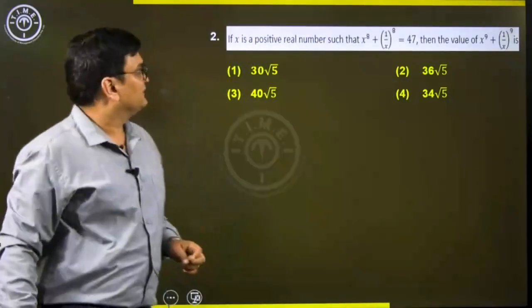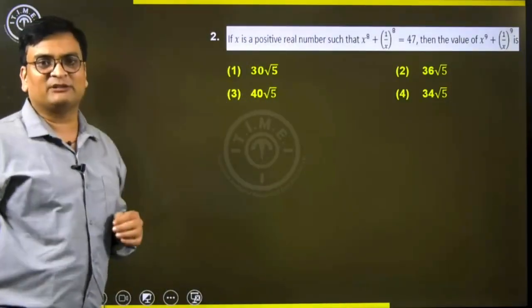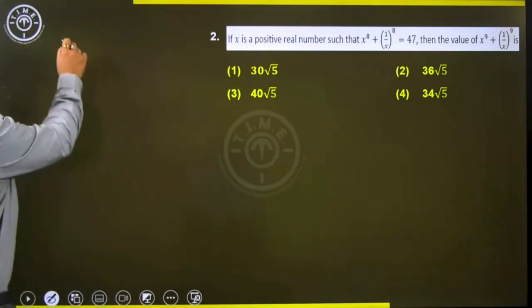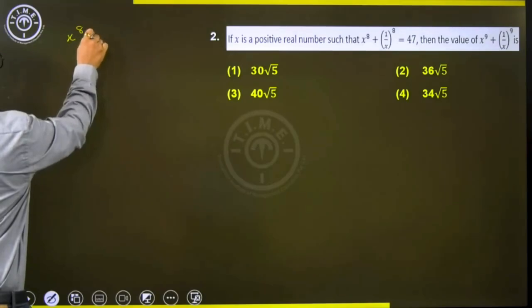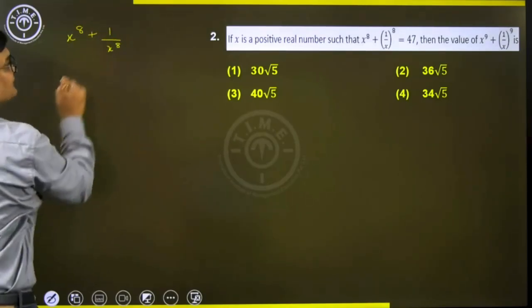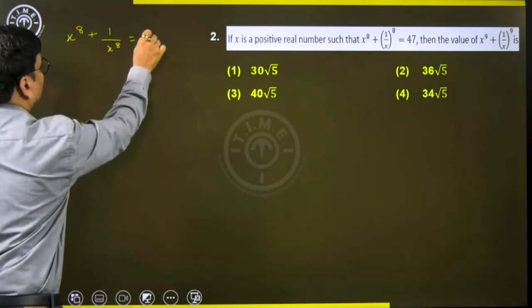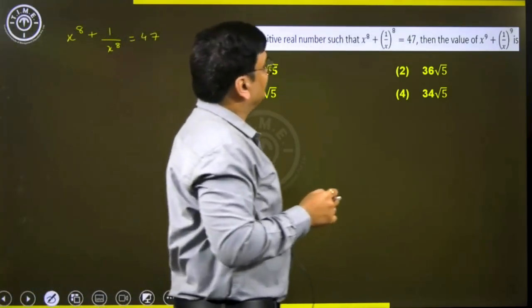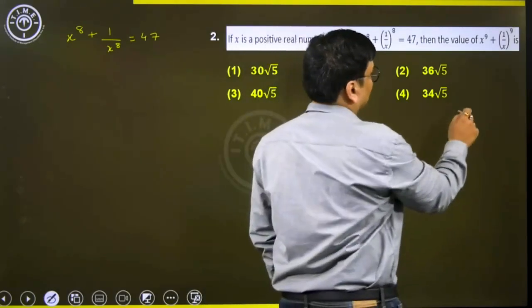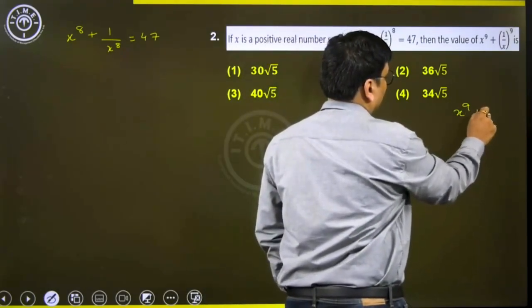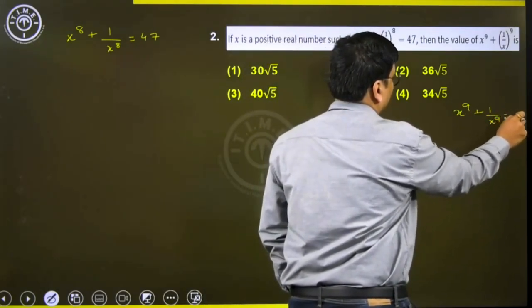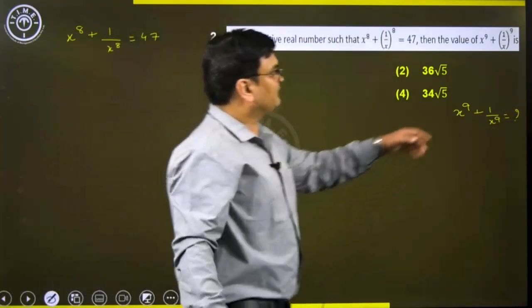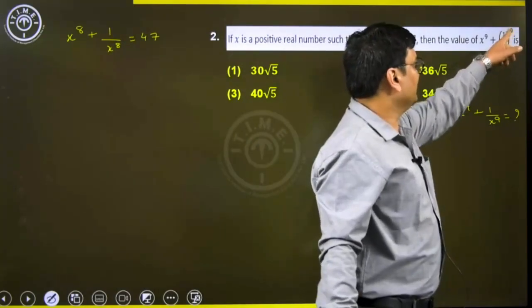Second question: if x is a positive real number, x is clearly given to be a positive real number, such that x to the power 8 plus 1 by x to the power 8 is 47. Then the value of x power 9 plus 1 by x power 9 will be how much? It is one and the same: 1 by x whole power 9 will be nothing but 1 by x power 9.